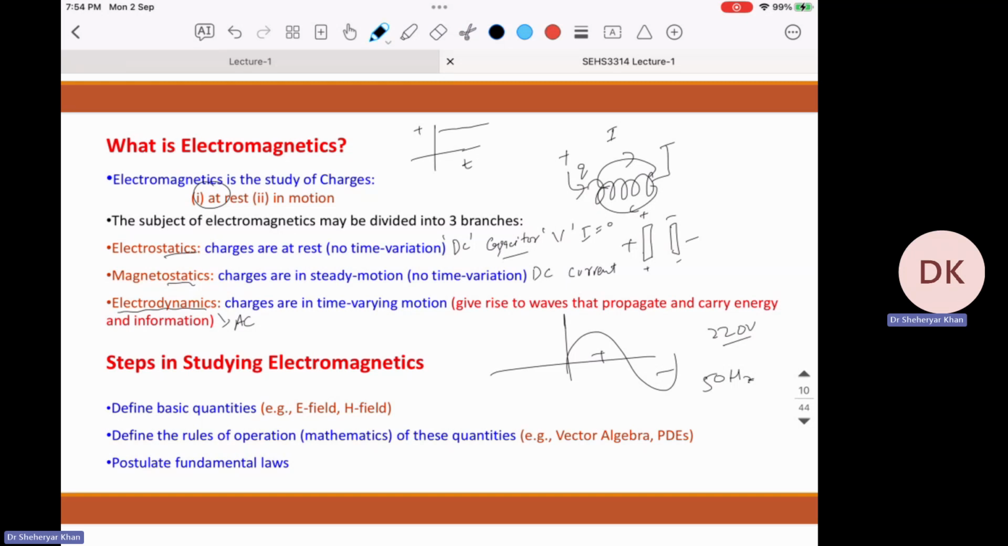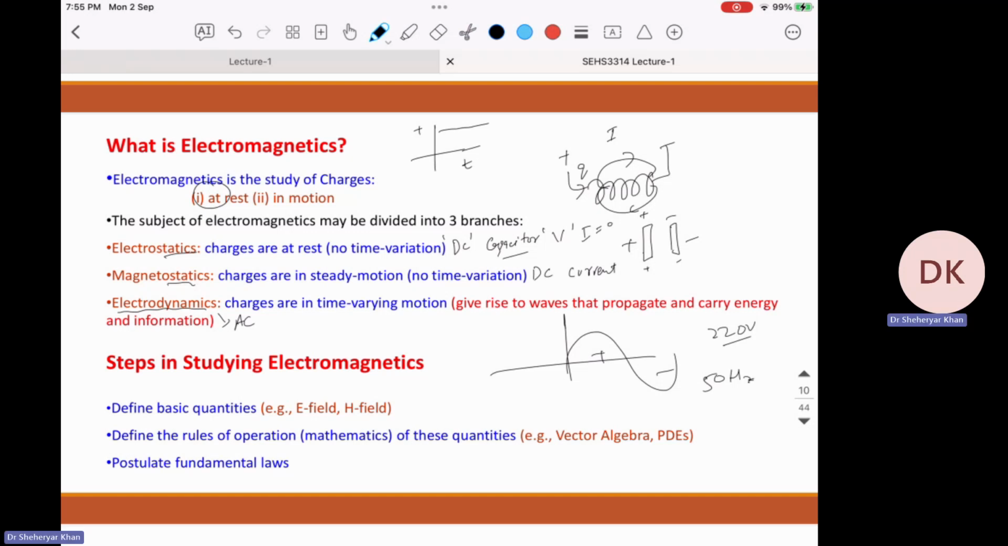So what does it mean? It means that the magnetic field it produces also changes, right? That's called the dynamics. We will have a separate chapter on it and I'll explain to you with demonstration the purpose of this one. So when we have this dynamics, then we have charges in time varying motion. Now something really interesting happens here.